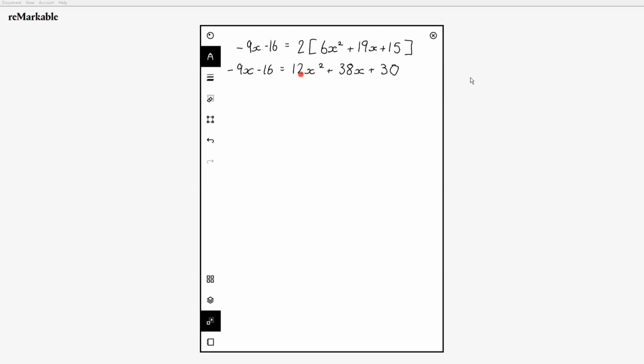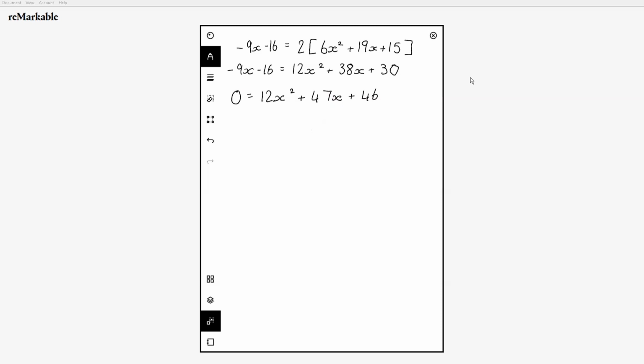Now we've got x squared terms, x terms, and number terms, so we know that we're going to have to solve a quadratic equation here. If we bring everything onto the one side so that we've got a quadratic equation that's equal to 0, then we're going to have 0 equals, and there's only one x squared term, so it's just 12x squared. We're bringing the 9x over, so we're adding 9x to 38x, which is 47x, and we're adding 16 to 30 if we bring it over. So that's plus 46.